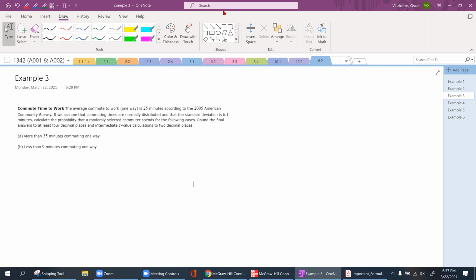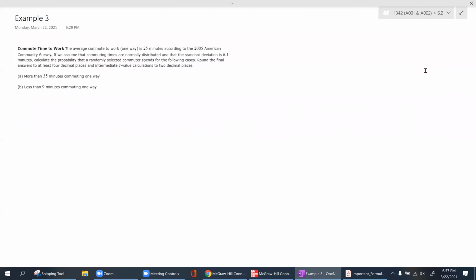Okay, let's go ahead and move on to example number 3. The average commute to work one way is 25 minutes. So that's average, and that's going to be my mean, my mu, which is 25 minutes.